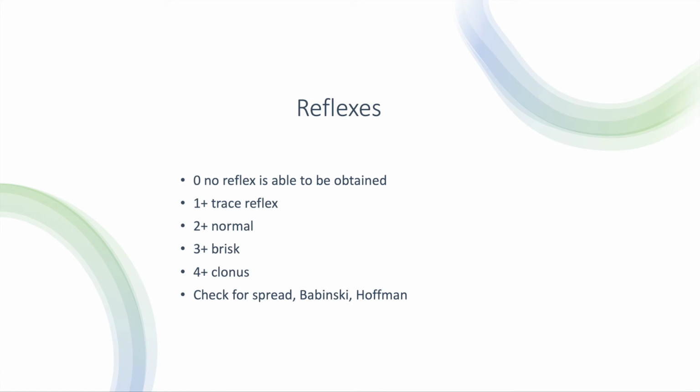Reflexes are usually the next part of the exam, and we usually score them from 0 being no reflex, 1 plus being a trace reflex, 2 plus normal, 3 plus is brisk, and 4 plus is clonus. And then we check for things such as spread and the Babinski, and then we also check for the Hoffman reflex.